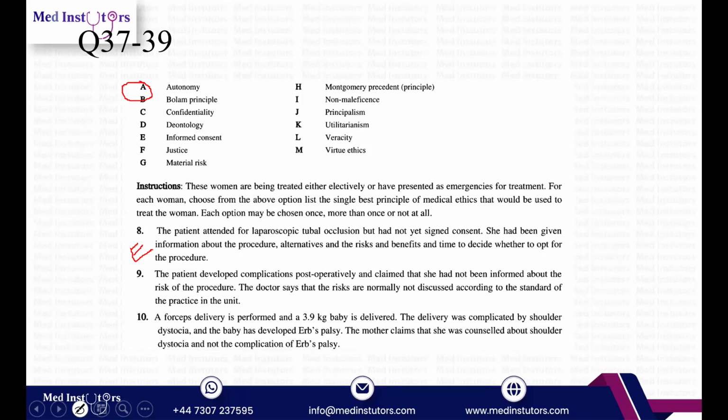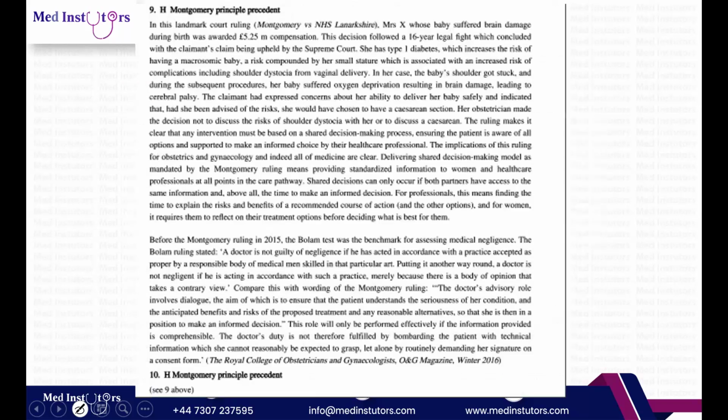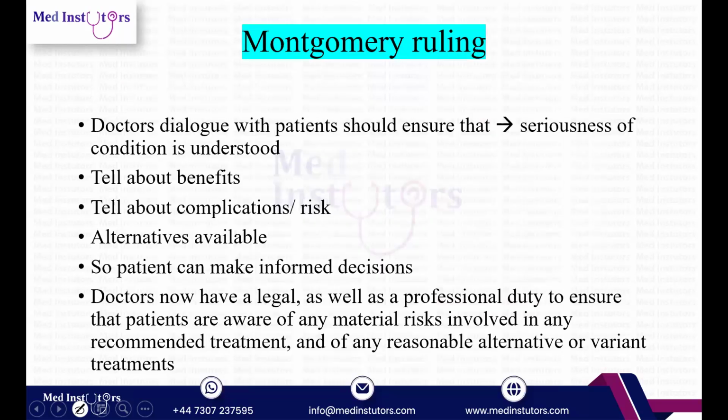The last one: a forceps delivery is performed and a 3.9 kg baby is delivered. Delivery was complicated by shoulder dystocia and the baby developed Erb's palsy. The mother claims that she was counseled about shoulder dystocia, however, not about the complication of Erb's palsy. This is again classic what? Montgomery, correct. This is what actually happened with the Montgomery hearing, which was before, I'll just show you all this.